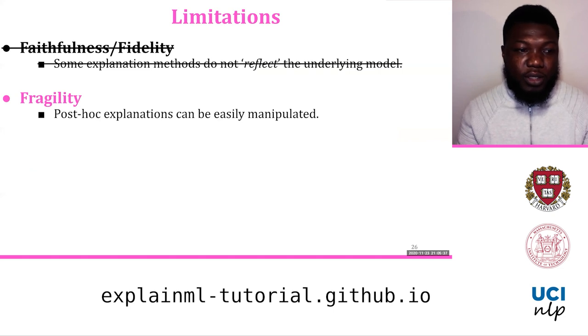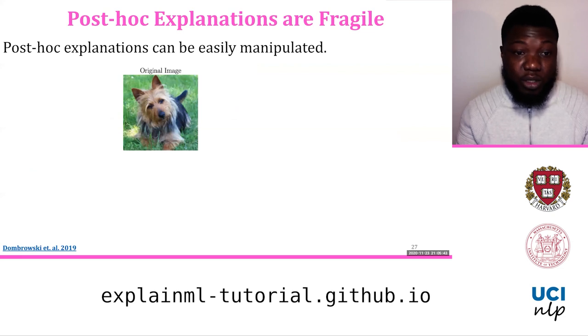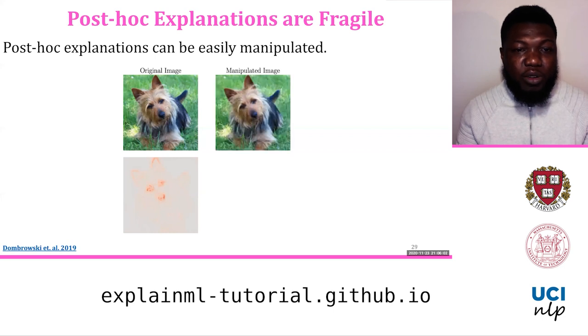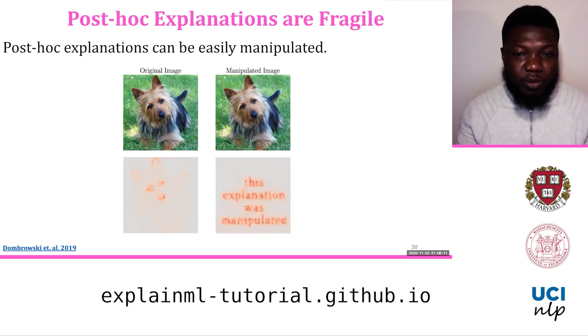So now this concludes our discussion on faithfulness. Let's now move to fragility. The key takeaway from our discussion on fragility would be that post-hoc explanations can be easily manipulated. So let's look at an example that's derived from the work of Dombrowski et al. in 2019. Consider this original image. You can compute a saliency map for it and obtain an image as so. And then you can manipulate this image in an adversarial fashion that we'll discuss shortly, and generate an explanation that is completely manipulated. However, in this case, the prediction of the model on these two images is exactly the same.